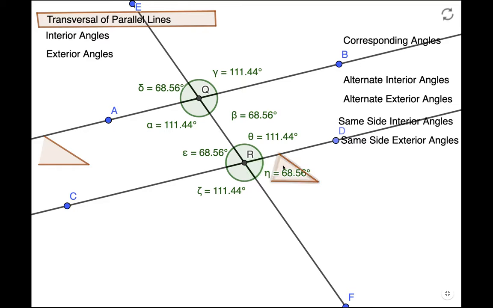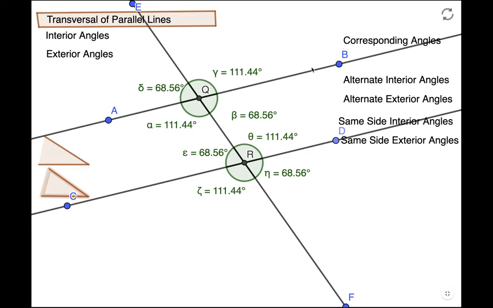Now, the same side interior and exterior, they're not congruent, but they are supplemental. They add up to 180. Supplementary angles add up to 180. So this angle here and this angle here, these two on the same side interior, this plus this would be 180. These two add up to 180. These two add up to 180.